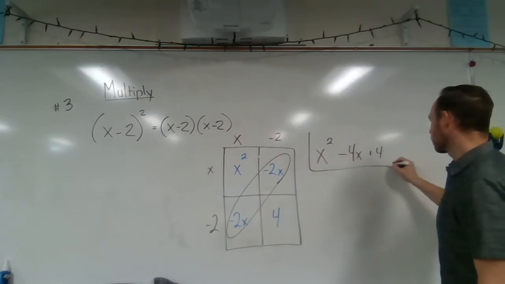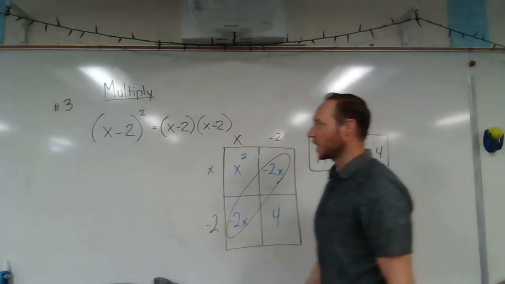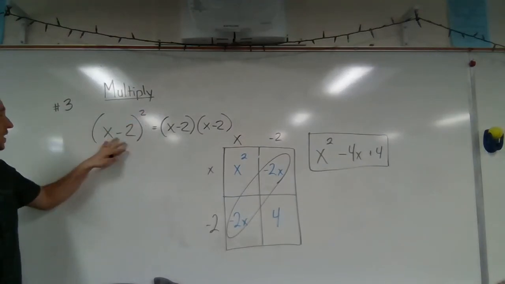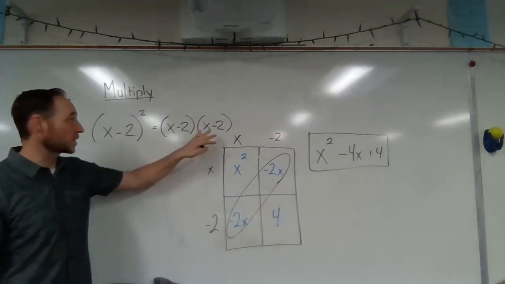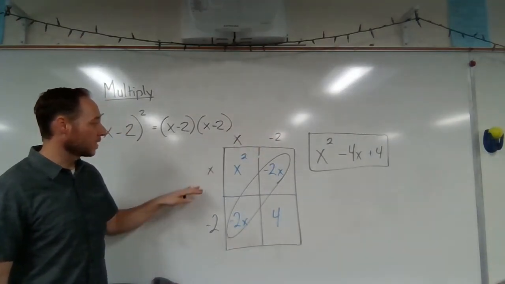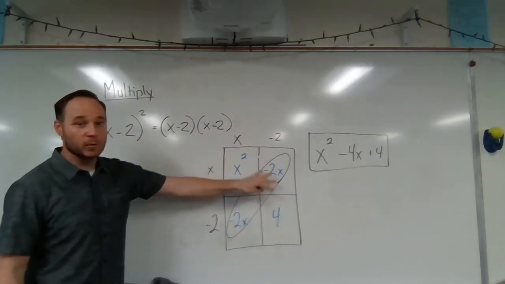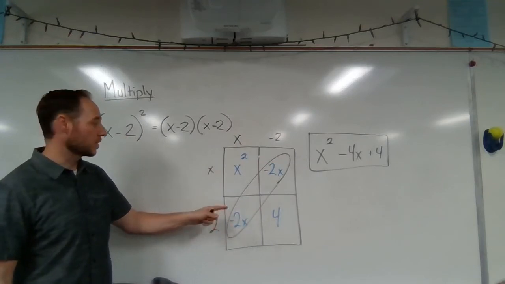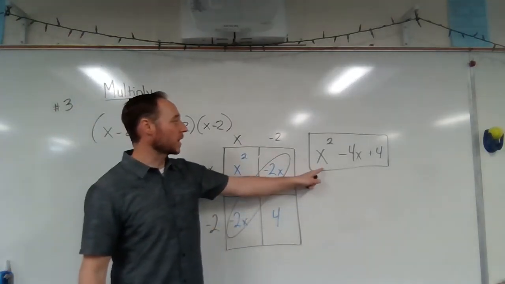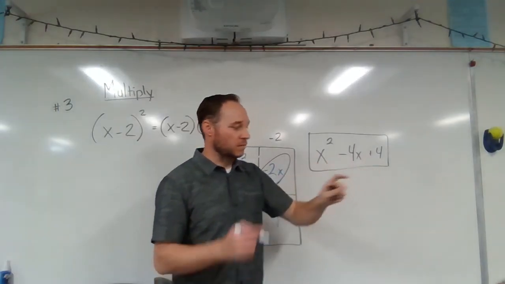This is my answer. Just to recap, this x minus 2 quantity squared just means x minus 2 times itself, so x minus 2, x minus 2. We set up our factors, one here and one here. We multiply to fill in our rectangle, or in this case, a square. And then we add to combine our like terms. And when we do that, we get x squared minus 4x plus 4.